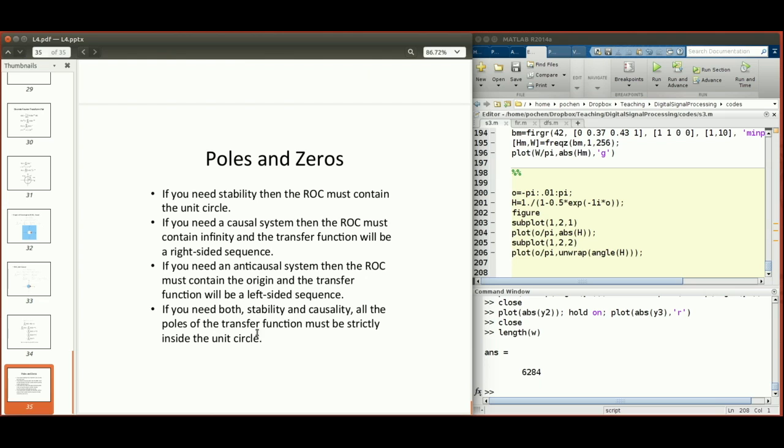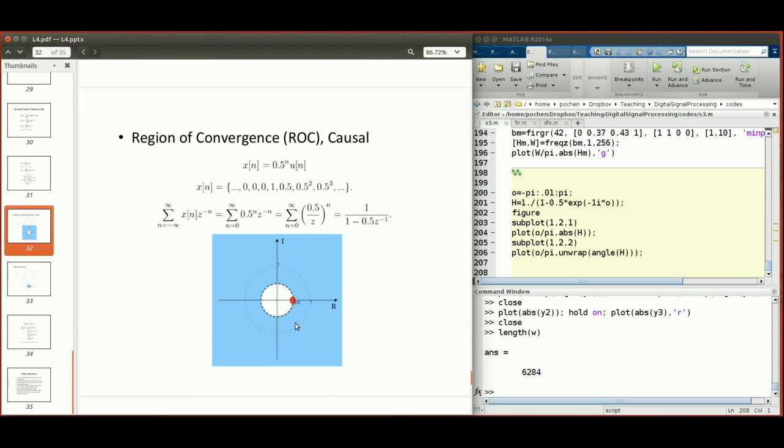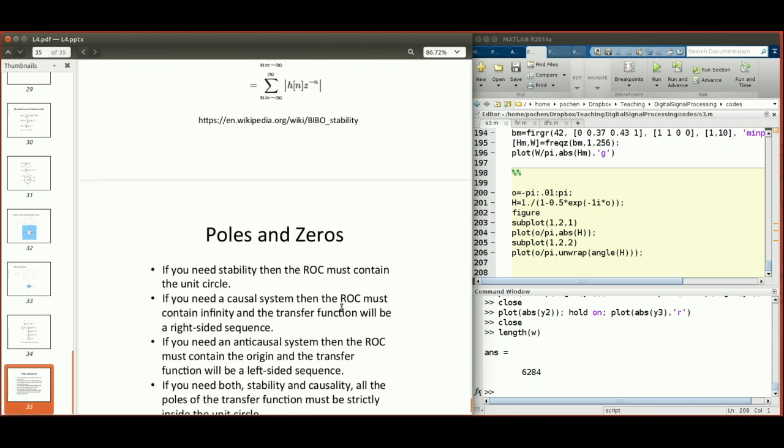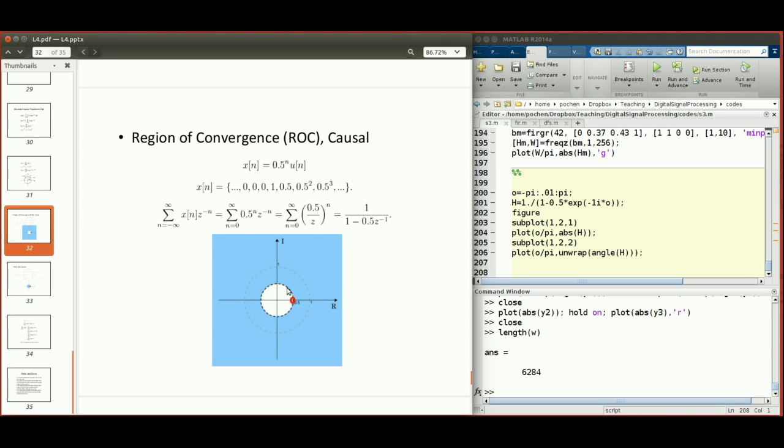And if you need both stability and causality, then all the poles of the transfer function must be strictly inside the unit circle. So what does it mean, right? Let's go back to look at this particular example. This example is a causal transfer function, and the unit circle is inside of the region of convergence, which means that it's both causal and stable. And then let's look at where the pole actually is. The pole is at this location. It's strictly inside the unit circle, right?